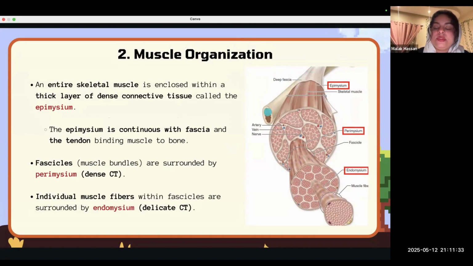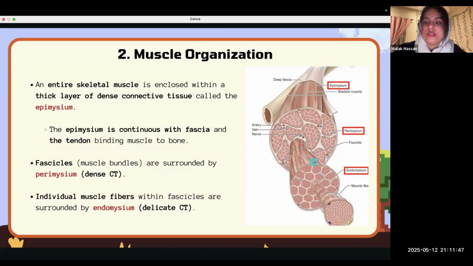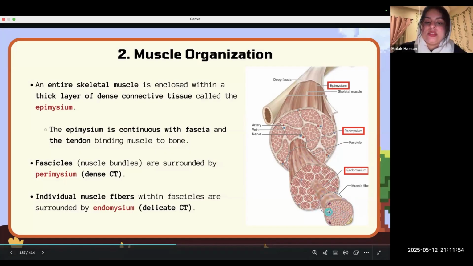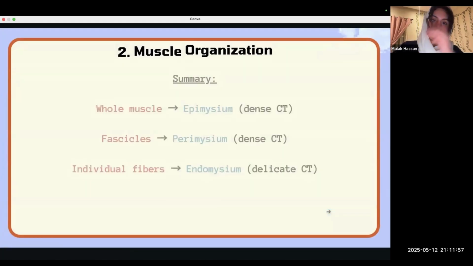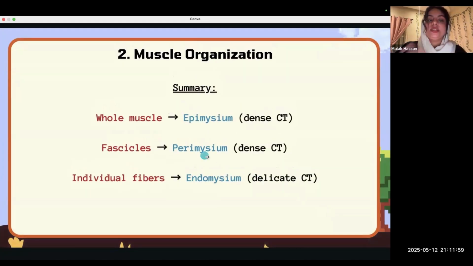But the skeletal muscle is covered by layers of connective tissue, right? The entire skeletal muscle is covered by epimysium, which is a layer of dense connective tissue. Then you have perimysium, which covers each fascicle, and this is also dense connective tissue. Each muscle fiber alone is covered by an endomysium, which is the delicate connective tissue. So the summary is that the whole muscle is epimysium, the fascicle is perimysium, and covering the individual fibers is the endomysium. Dense, dense, delicate.